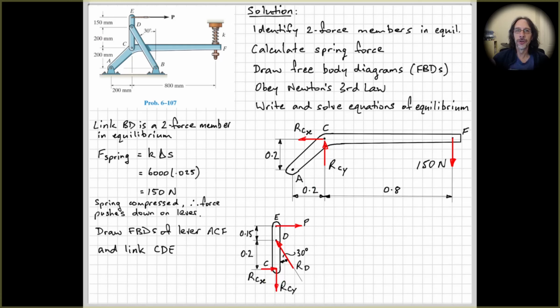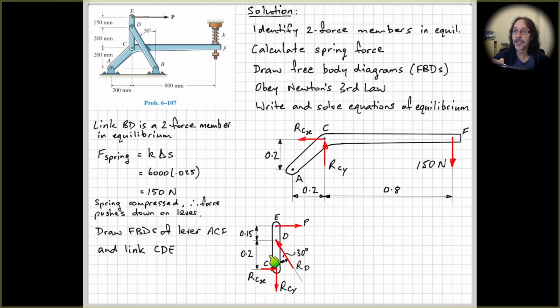So you know that Newton's third law is every action has an equal and opposite reaction. So here we have action-reaction pairs between the two members of this mechanism. What we're seeing down here on the link CDE, so these forces down here, are the forces that the lever generates on the link CDE. Whereas up here on the lever, we're seeing the forces that the link CDE exerts on this lever ACF. Right? So they must be drawn equal and opposite.